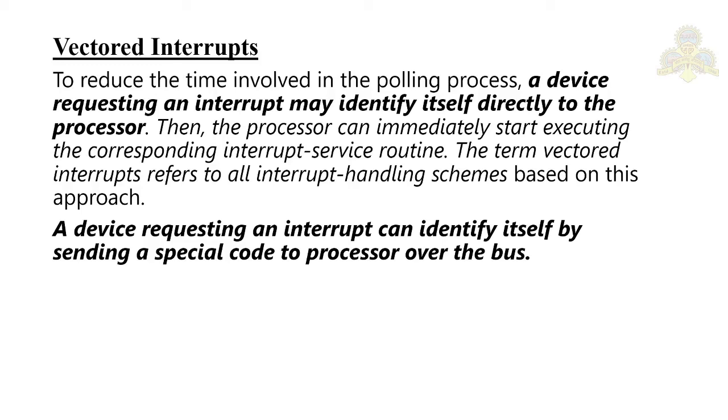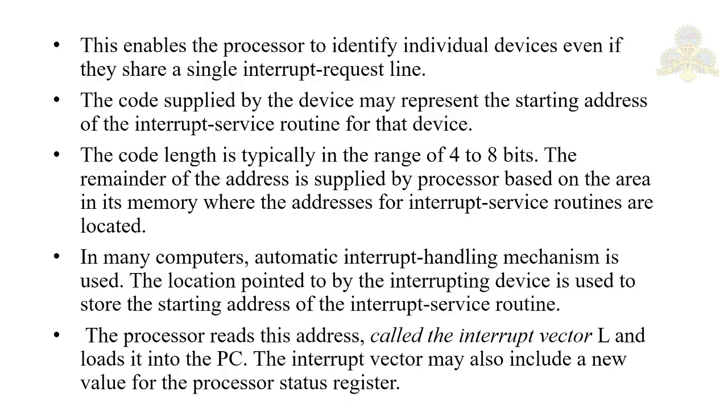Whenever the processor receives the special code, it enables the processor to identify the individual devices even if they share a single interrupt request line. In the last slides, we saw a diagram where we had a processor and n devices connected to it, and all these devices shared a single interrupt request line. Whenever a device sends a special code to the processor, even if multiple devices are connected to that line, it is easier for the processor to recognize the device.